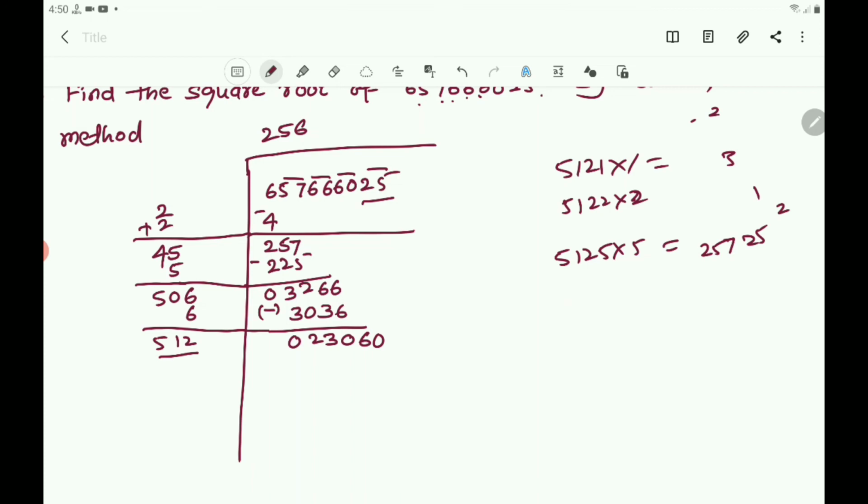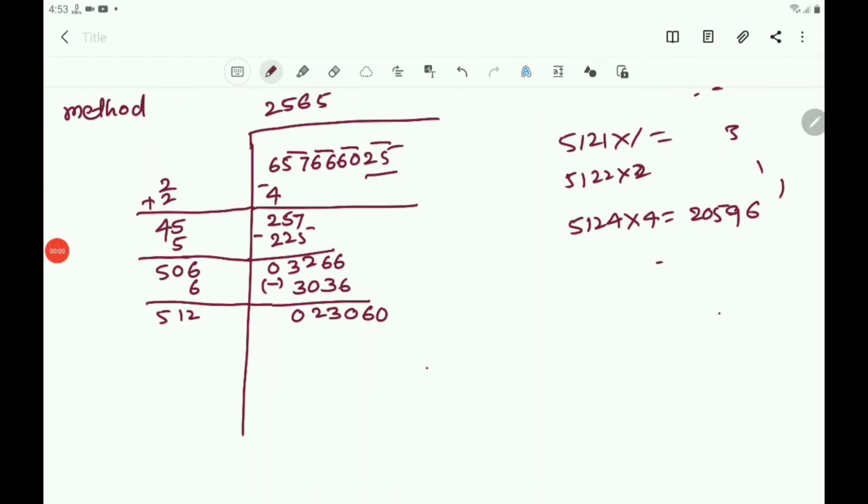It is greater than 4. Then you try it by 4. 5124 into 4. 4 4s are 16. 4 2s are 8 plus 1, 9. And 4 1s are 4 plus 1, 5. And 4 5s are 20. So you write 4 here. The product is 20596.